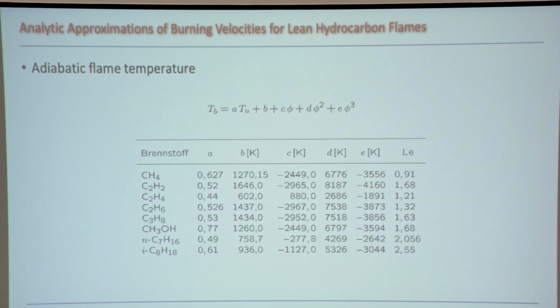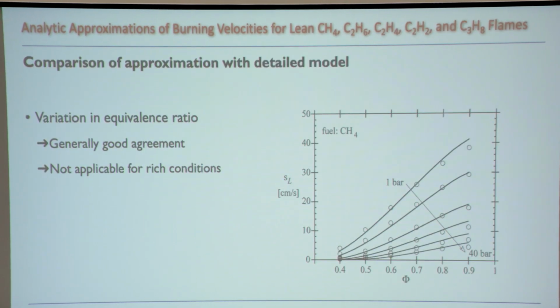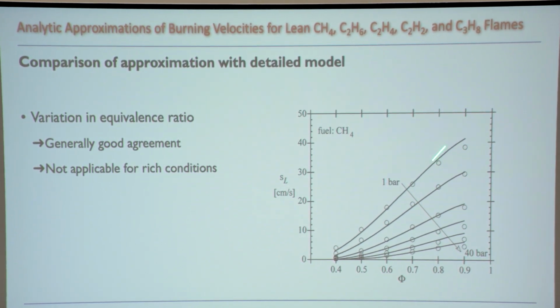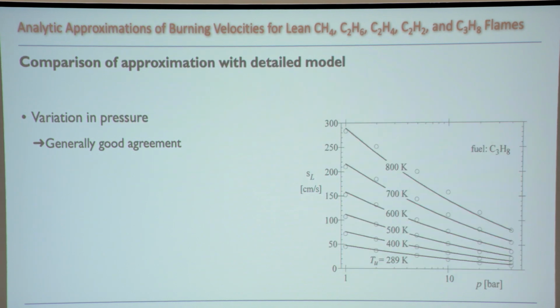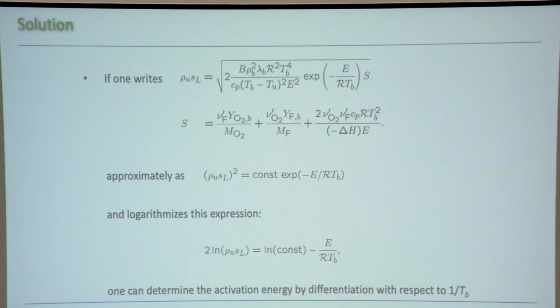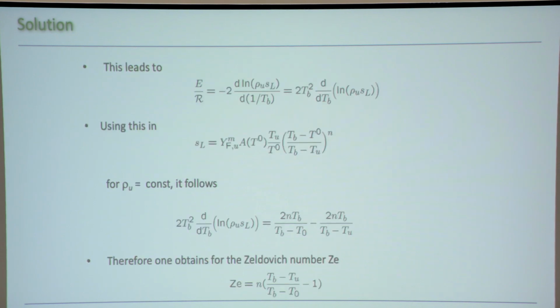All of this is valid only for lean up to stoichiometric mixtures. And then this is what you get. Here's for methane, SL as a function of equivalence ratio for different pressures. And here the circles are always from simulation using detailed kinetics, and the lines are the fit, and you see the fit is not so bad. And this here is the same for propane, also not so bad. This is here as a function of pressure for different temperatures, and so on.